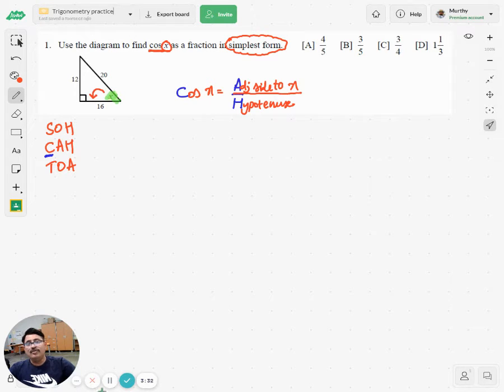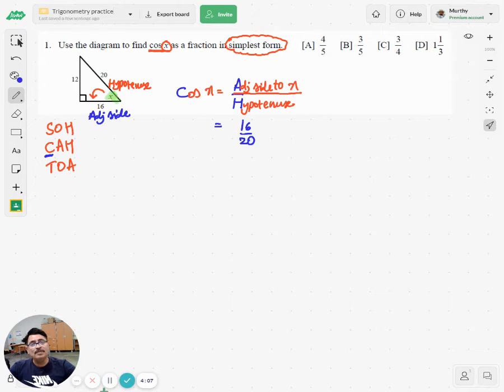You may get a doubt: how about this one? Can I call this one the adjacent side? My answer is no, because the longest side is known as the hypotenuse. And so easily you can identify what the adjacent side is. The side next to the angle is the adjacent side. Therefore, it is 16 over 20. So you are almost done.